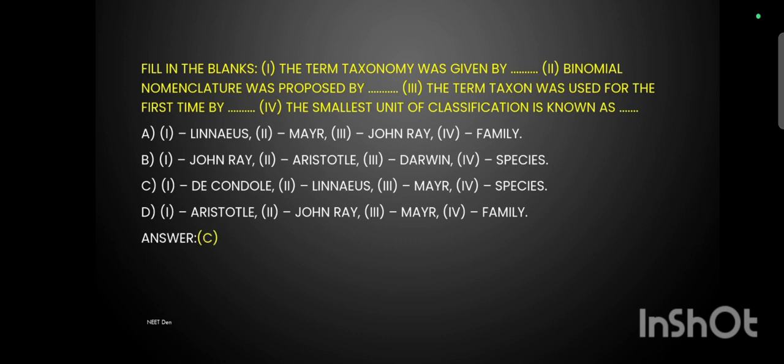So the answer is C, that is the term taxonomy was given by De Candolle. Binomial nomenclature was proposed by Linnaeus. The term taxon was used for the first time by Meyer. And the smallest unit of classification is known as species.